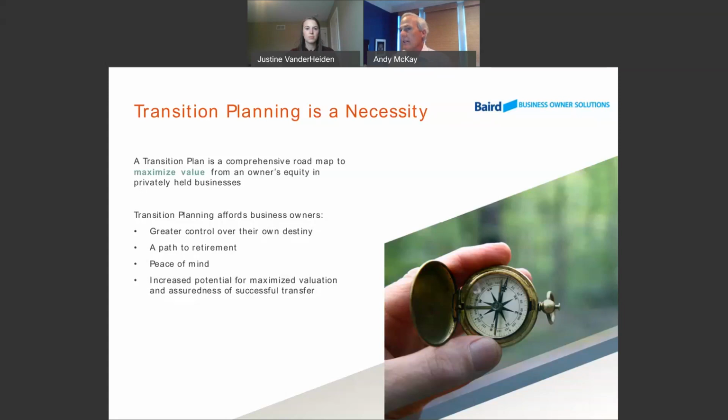And it's also one that is difficult to monetize. Unlike a stock or a bond, you can almost get instantaneous liquidity. In many cases, it can take several years to go through the process of realizing value from it. And what we think transition planning does is it really helps business owners have more control over their destiny, provides a path to retirement, and certainly some peace of mind. And if done and started early enough, an opportunity to maximize value from the business going forward.